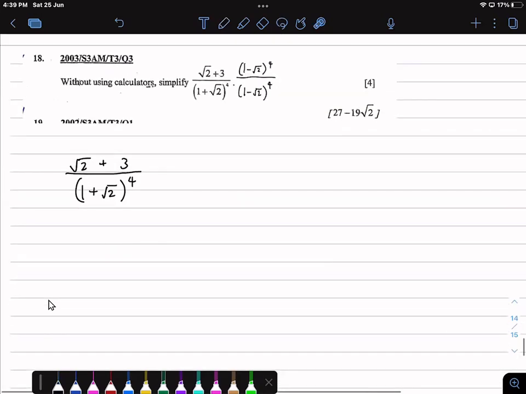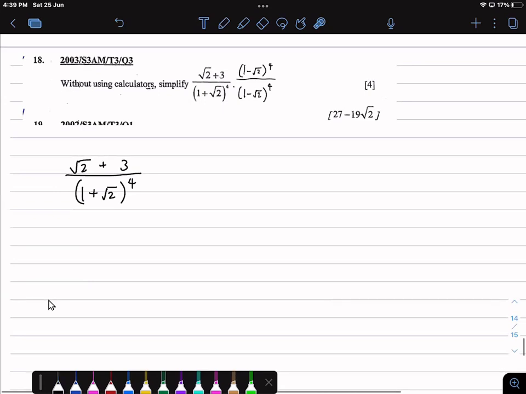Okay, so let's take a look at this question. Without using a calculator, you want to simplify this fraction here. This was part of the hint. The trick here is to notice that the denominator has a power of 4. If we want to rationalize the denominator, typically there's no power, so we need to rationalize the inside. What is inside is 1 plus root 2. To rationalize it, you want to multiply by 1 minus root 2, so that they interact.